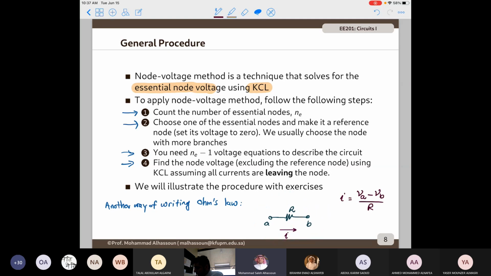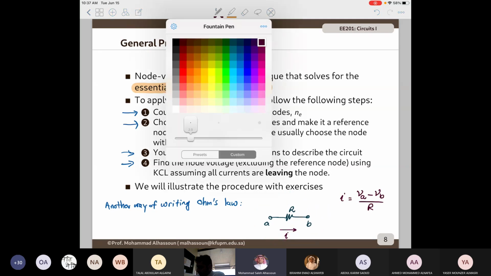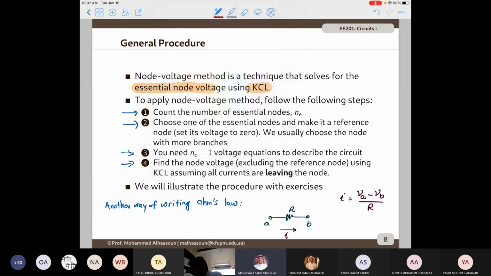If I reverse the direction of the current, then you should get something like this. In this case, the current is flowing from the high potential point to the low potential point, so it is VB minus VA divided by R.